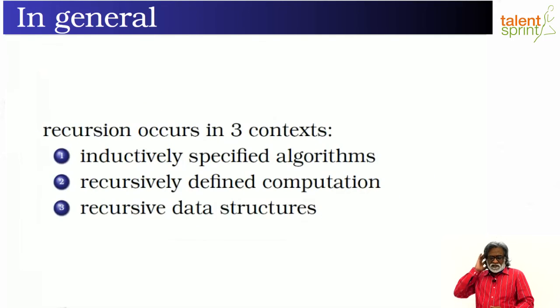Let's summarize. Recursion occurs in three contexts. Like we saw, the first context was the is power of 2 algorithm, where we specifically did it inductively. What do you mean by that? For n, n plus 1, n plus 2 and so on, we could define it, and from that we could derive a recursive way of doing this. Or the computation itself is defined recursively. Example, the factorial. We said factorial of 1 is 1, factorial of any number larger than 1 is n into factorial of one number less than that.